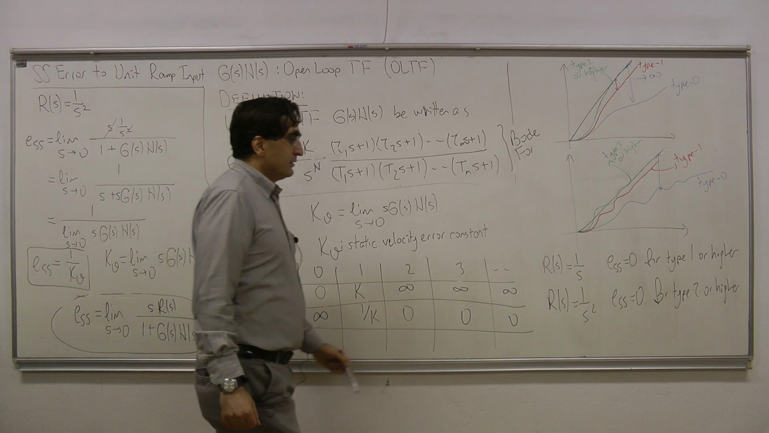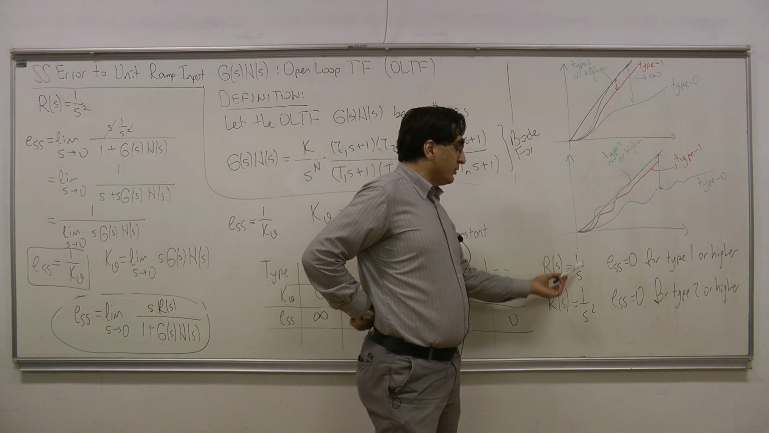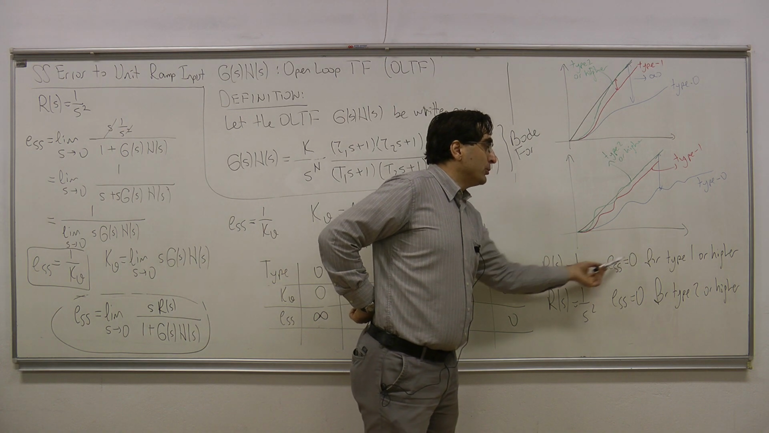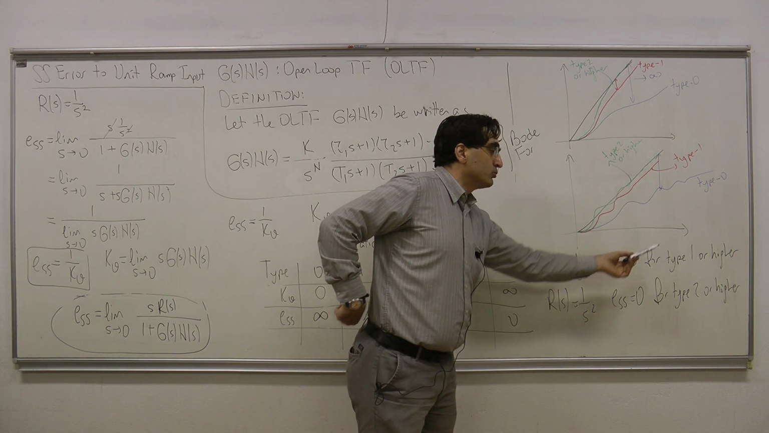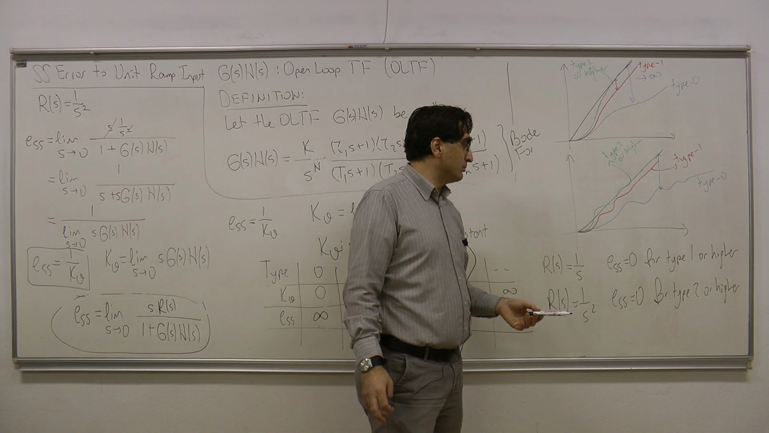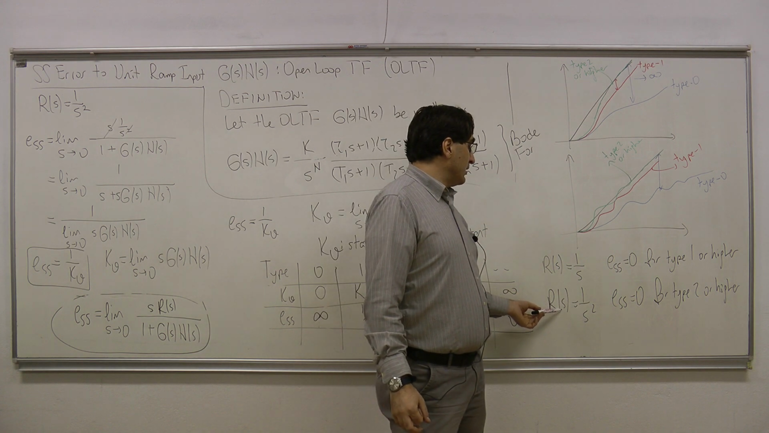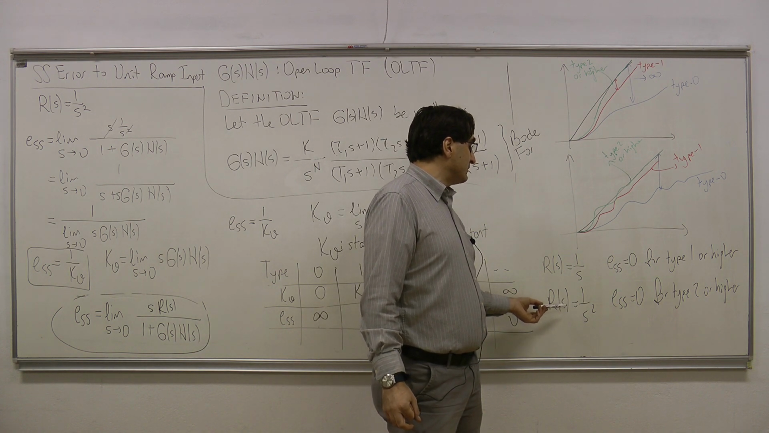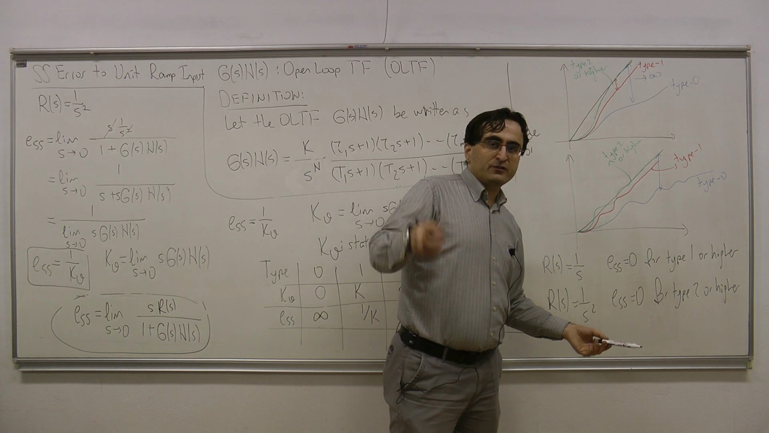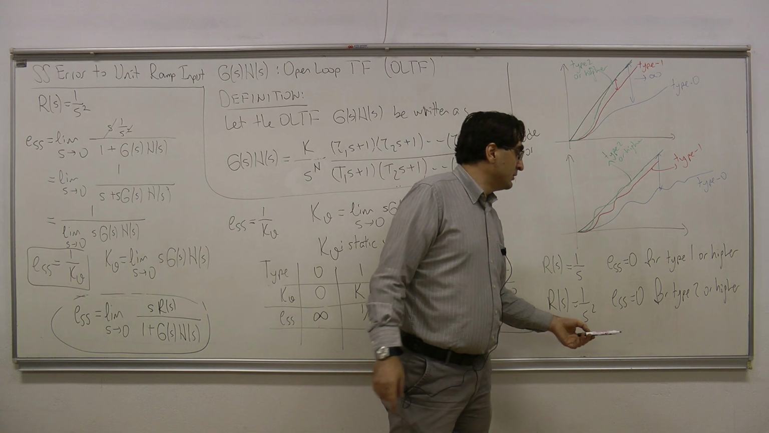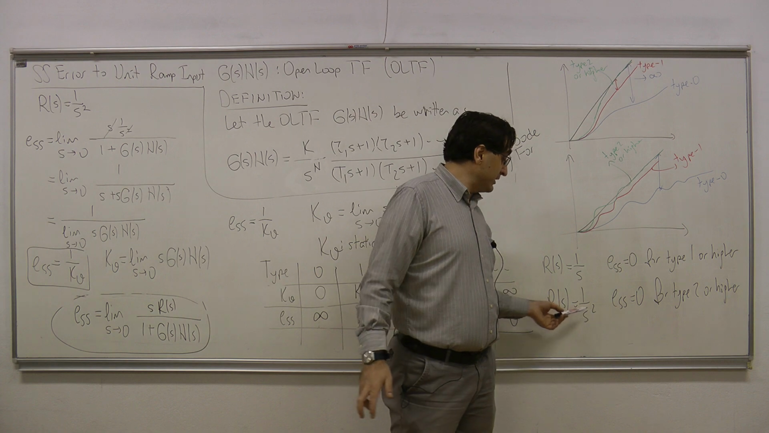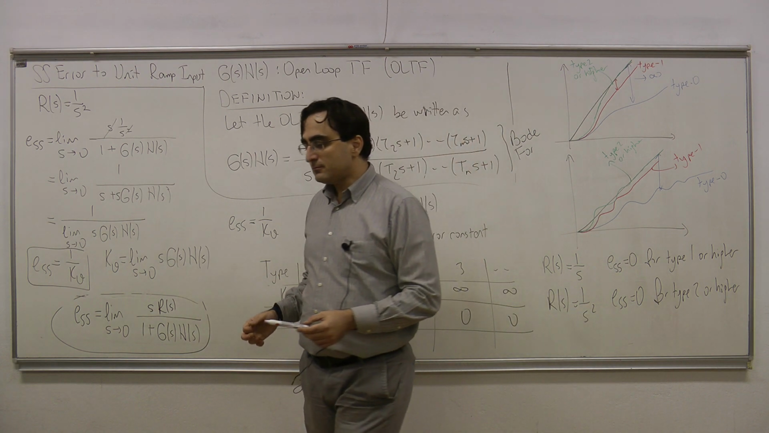So what does this mean? If I want the system to give zero steady state error to 1 over S, then the open loop transfer function of the system should contain at least 1 over S in its loop. And if I want the system to give zero steady state error to 1 over S square, the open loop transfer function of the system should contain at least two 1 over S's. So it should contain at least 1 over S square.